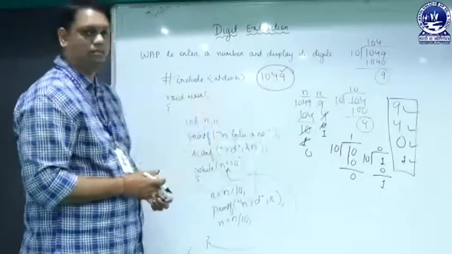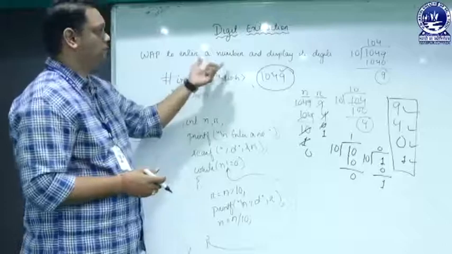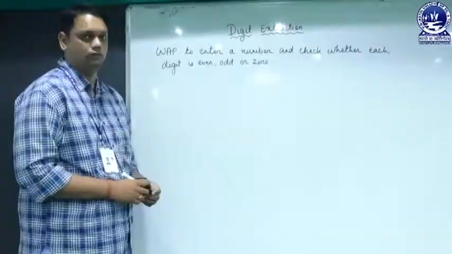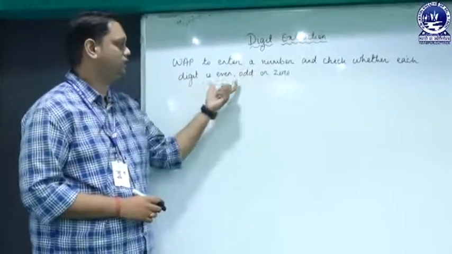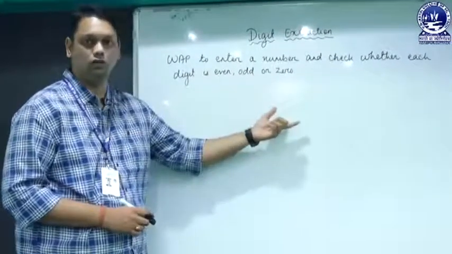So we will take another example in which we will be describing some more examples. Now we will take another example. Let's say we have to enter a number and check whether each digit of the number is even, odd or 0.